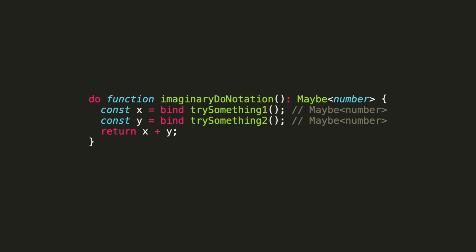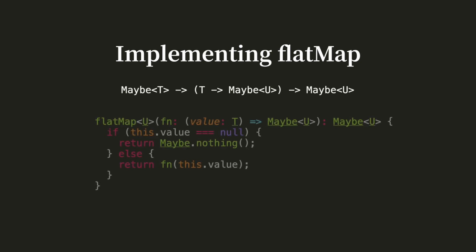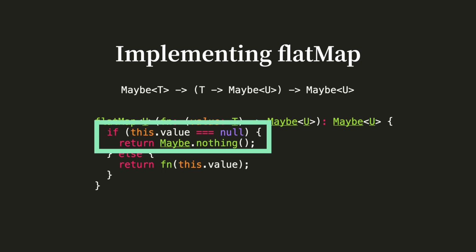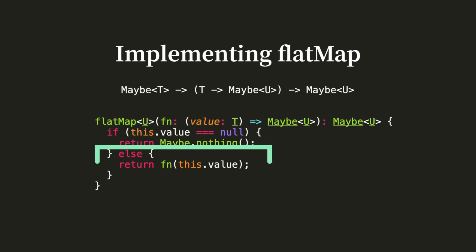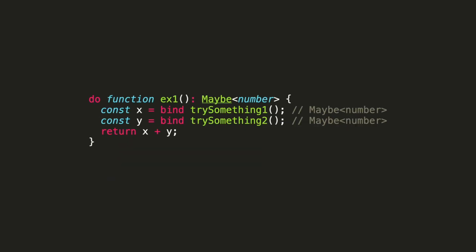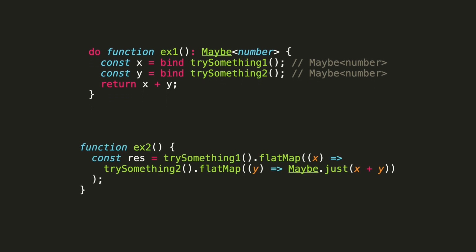But in order to use do notation, maybe has to be a monad. In the last episode, we only defined map for maybe. So now we have to define a flatMap for it as well. Here's the definition. We first check if the maybe has a value or not. If not, we return nothing. Otherwise, we apply the function to the value inside the maybe. With flatMap defined, we can now use do notation to sum up the results of both operations. This is equivalent to using flatMap directly to sum up the results.